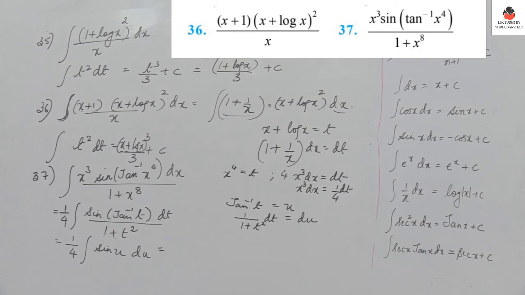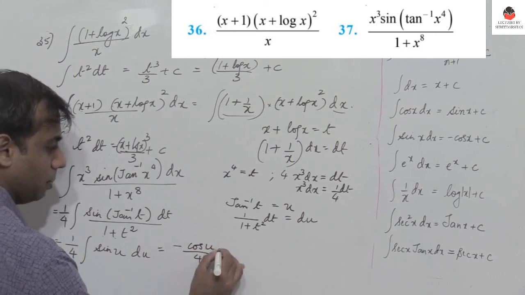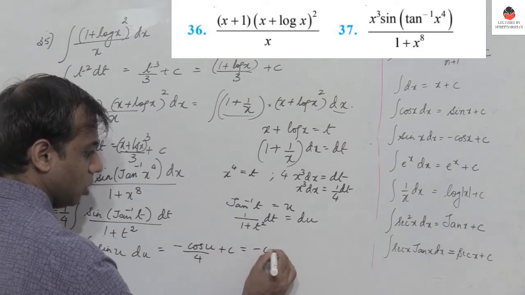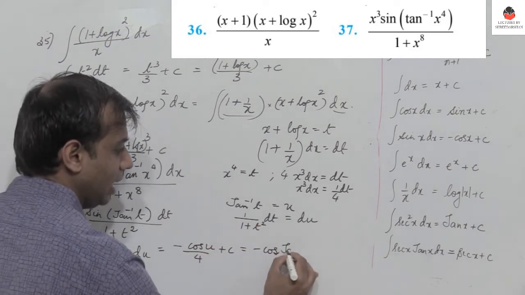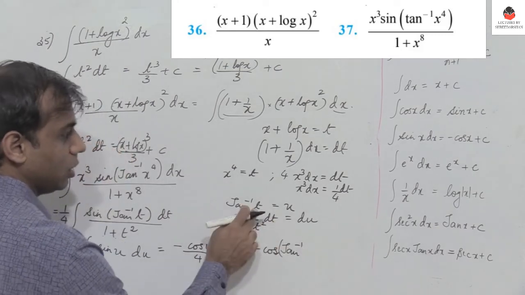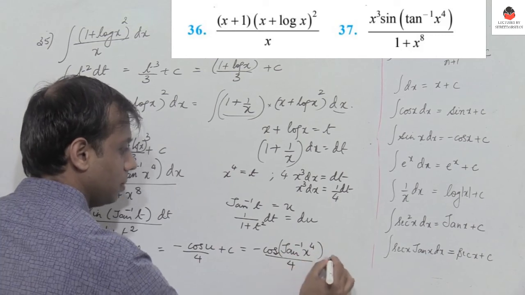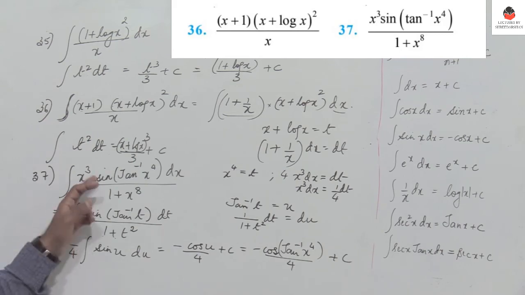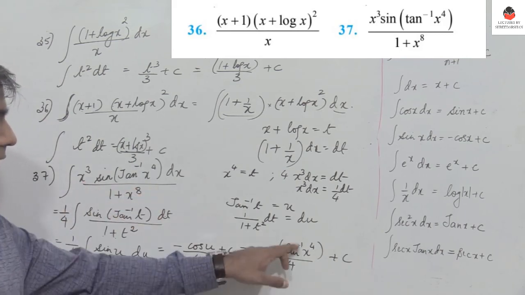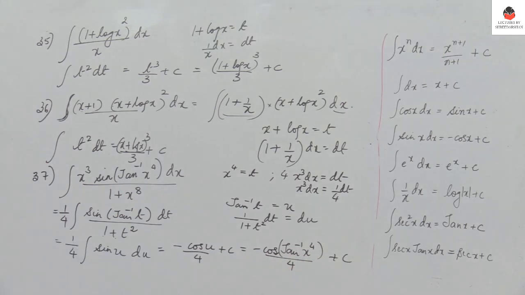What is integration of sine u? Integration of sine u is minus cos u. So minus cos u by 4 plus c, which is minus cos, what is u? u is nothing but tan inverse t, and what is t? It is x power 4. So this is the answer. So the integral of this term is minus cos tan inverse x power 4 divided by 4 plus c.